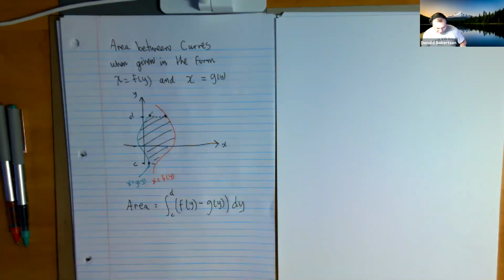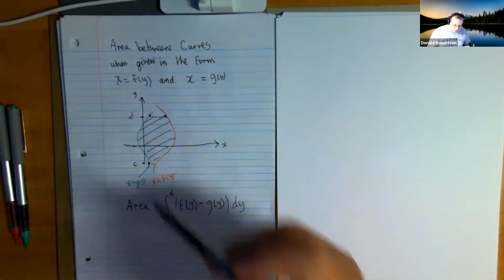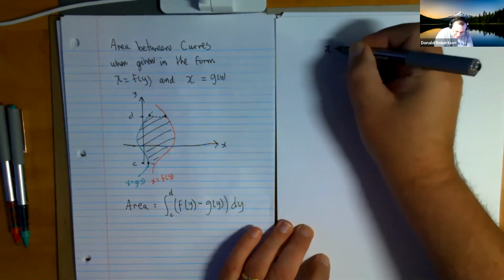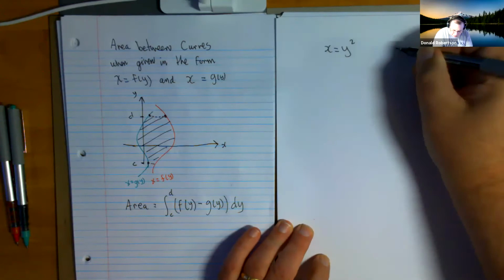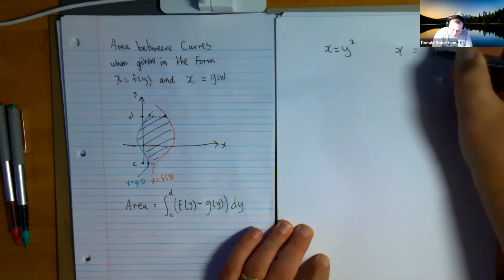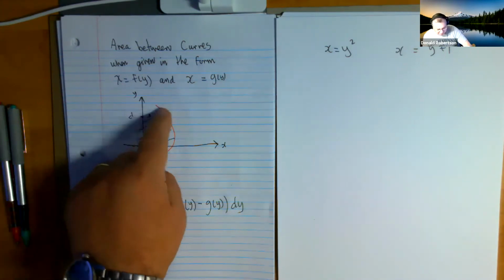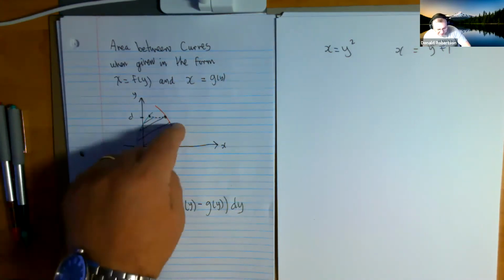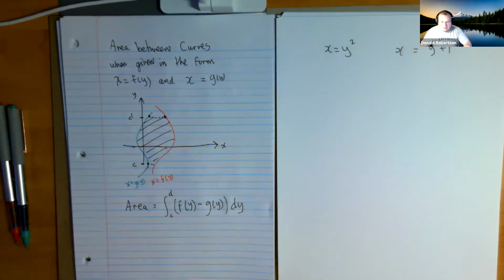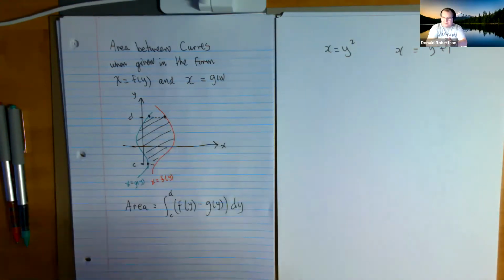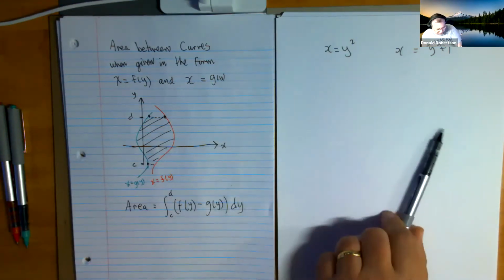Now when you draw graphs and they are written in the form x equals f of y, that could be anything. That could be x equals y squared, and the other one could be x equals y plus 1, right? It could be anything. When you are given that kind of situation, the curves look like this, and the area between the two curves is left-right. You know how normally it's up and down? Now it's left and right. So how do you calculate the area?